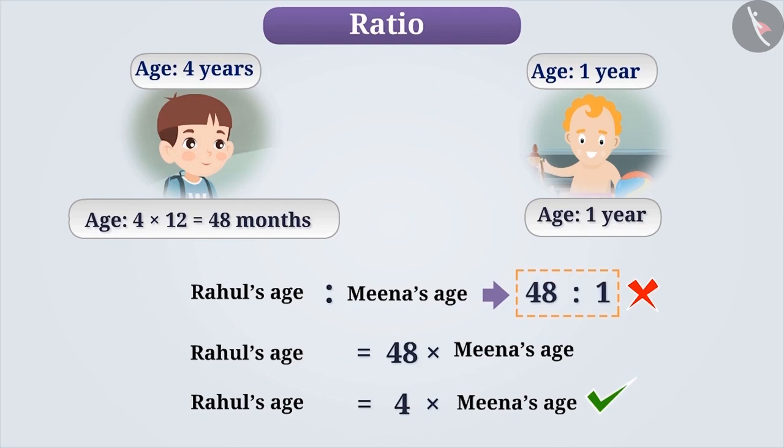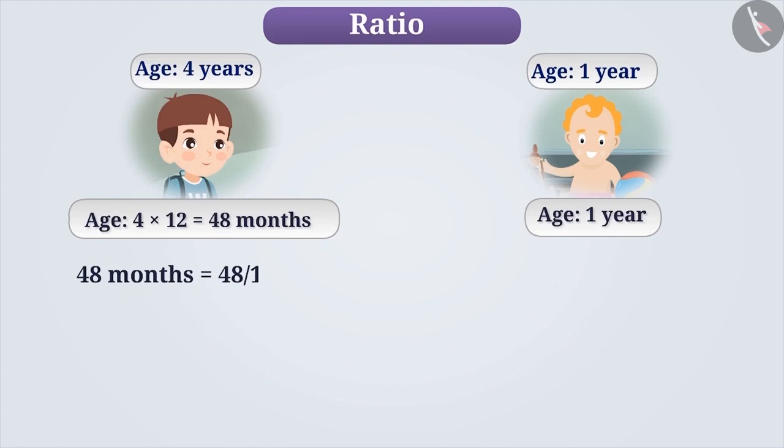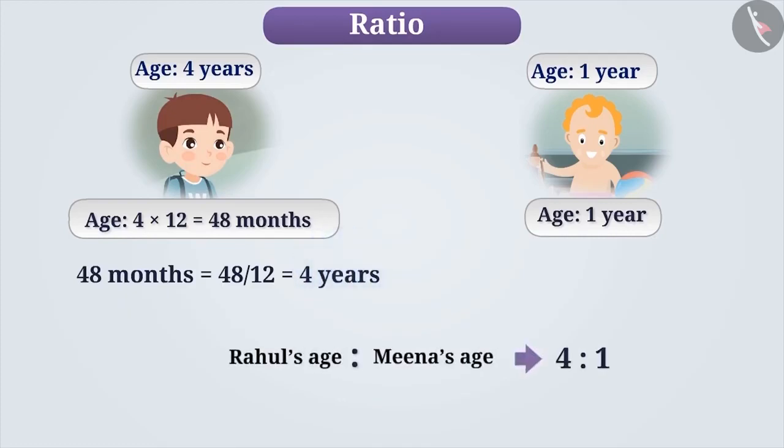In order to get the correct ratio, it is necessary to keep the units of the quantities the same. Otherwise, it will result in an incorrect ratio. To convert the quantities into same units, we can divide 48 months by 12 and convert it into years. Here, 48 months is equal to 4 years. Thus, we can write the ratio of ages as 4:1.